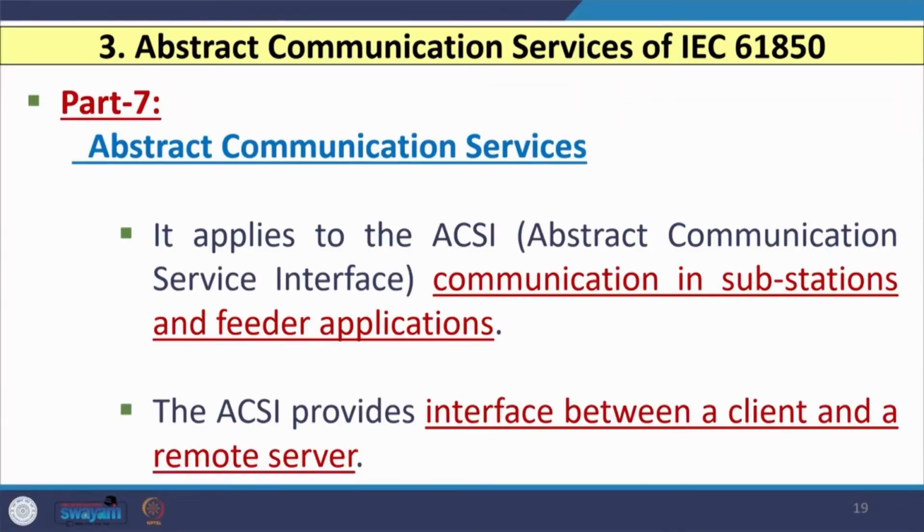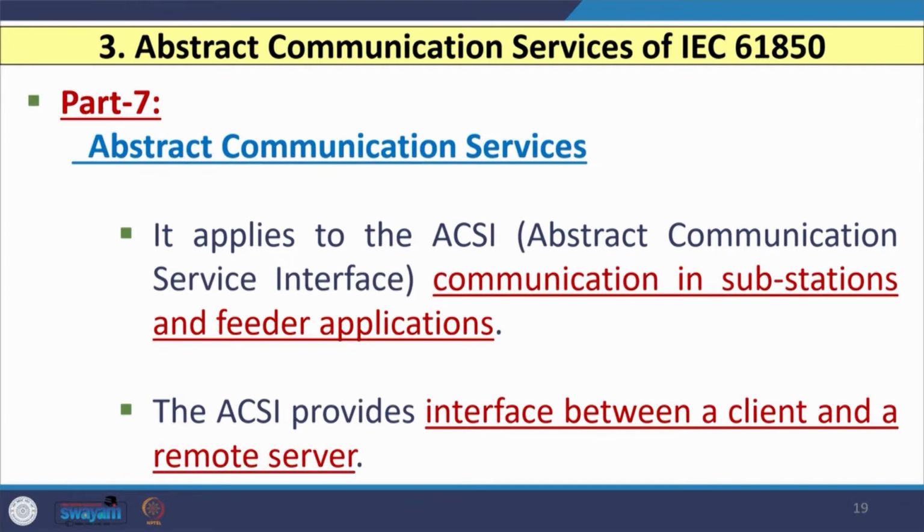Now, the third block is related to the abstract communication services of IEC 61850, and this has part 7. In part 7 they have discussed the principles and models which we are going to use in IEC 61850. This helps to understand the basic modeling concept and description methods for particular models. Abstract communication related information is also given, and this applies to the abstract communication service interface communication in substations as well as feeder applications.